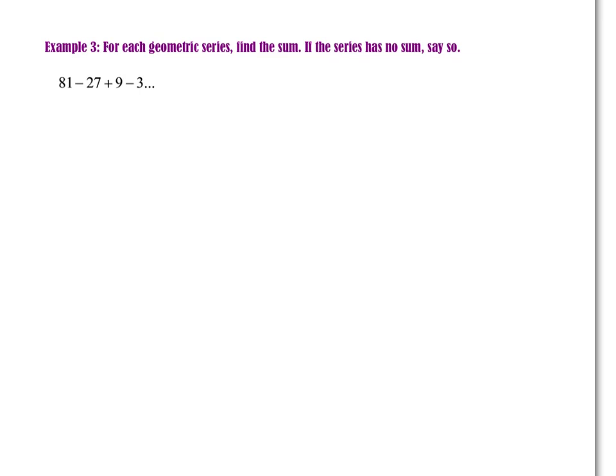Let's try again with another example. Example 3. This is a geometric series. Our common ratio is negative 1/3. That is between negative 1 and 1. Its absolute value is less than 1.